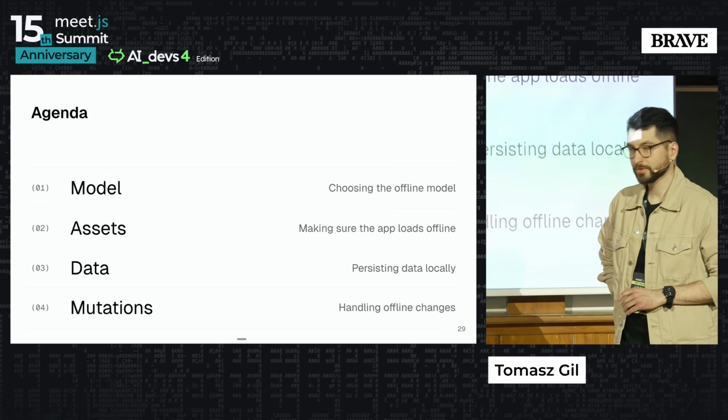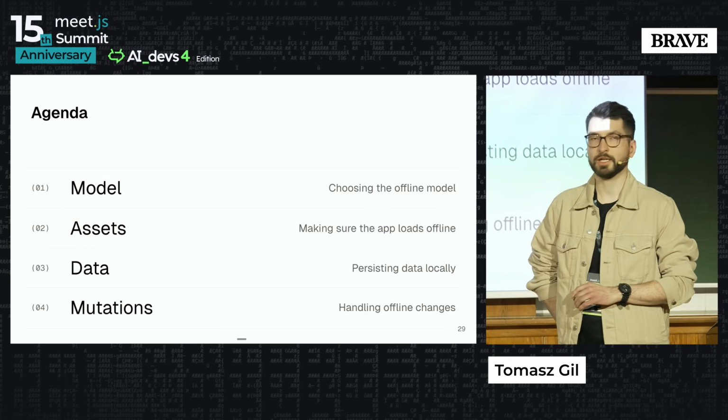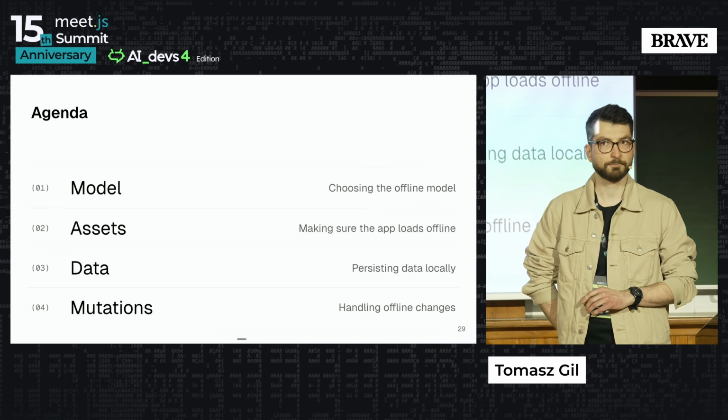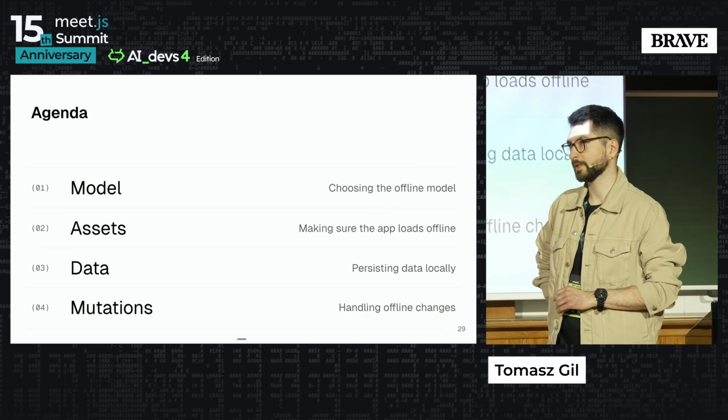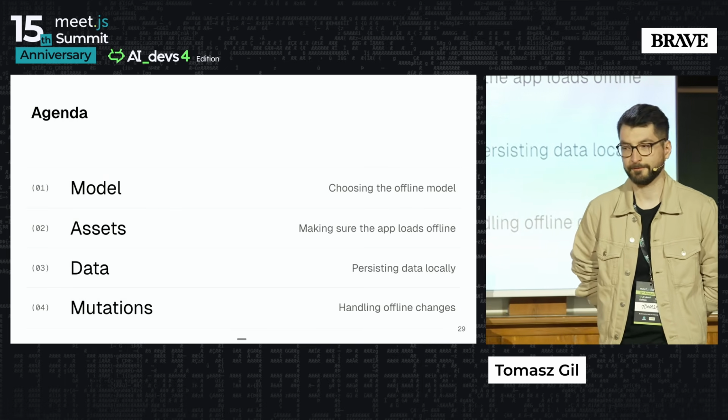Here's what we'll cover. So first, we will choose the correct offline model for what we need. Then we'll make sure our app can load offline. Then we will discuss persisting data locally, and finally handling offline changes. So far, so good?